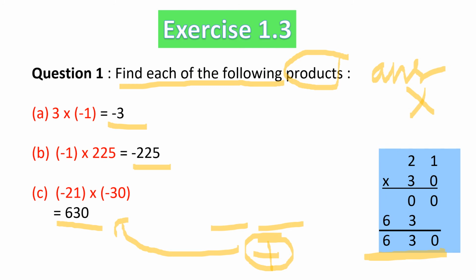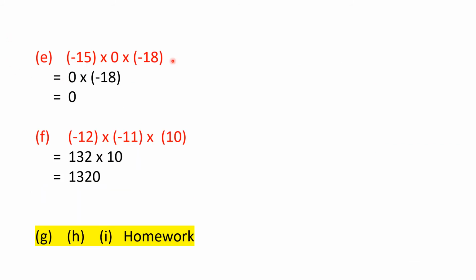Okay. The next one. In the next question we have three numbers. What do we do when we have three numbers? We take the first two numbers, multiply, and find the answer. Then we go for the next one, right? So let's multiply it. Minus 15 into 0 into minus 18. Minus 15 into 0 is 0, and minus 18 is minus 18, right? So I get again 0 into minus 18 is 0. So the procedure is just the same as addition, but the only thing is the operation that we're doing here is multiplication. That is the only difference.